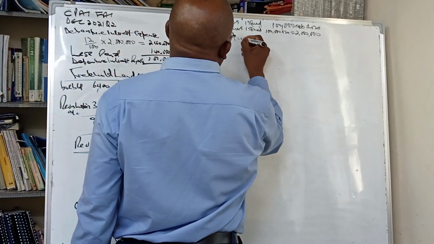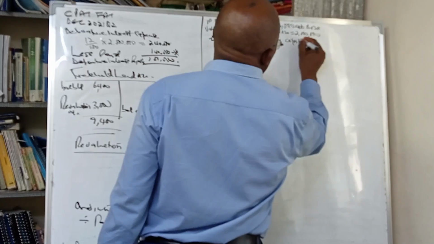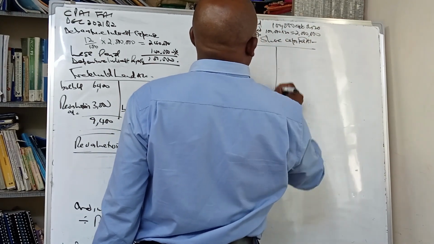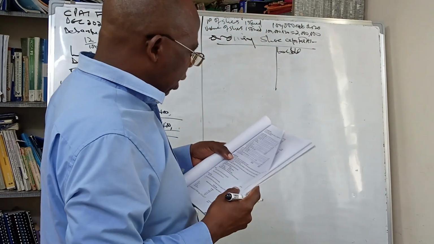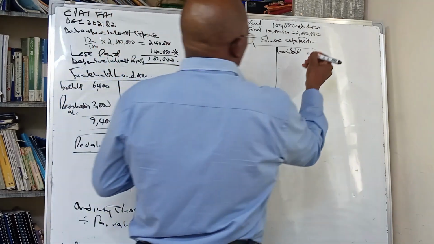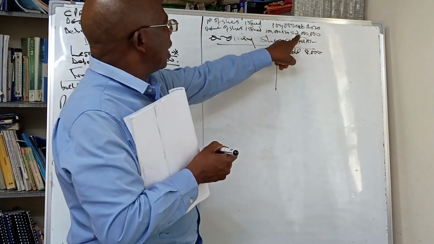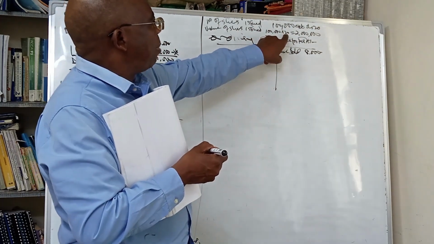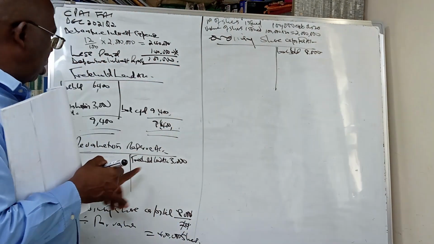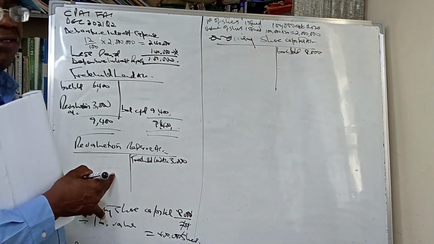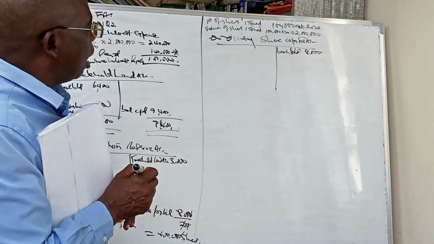So if we go to ordinary share capital, the balance brought down from the TB is 8 million, and we are issuing another 100,000 shares at a par value of 20. We are issuing them from revaluation reserve. So we debit revaluation reserve as we credit ordinary share capital with 2 million.